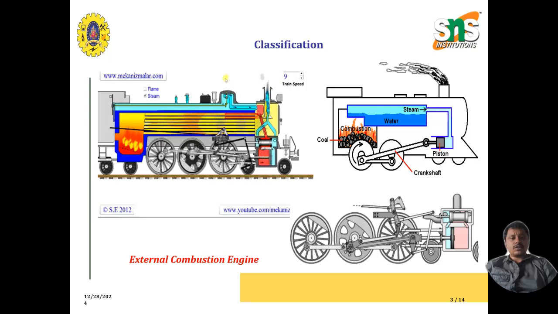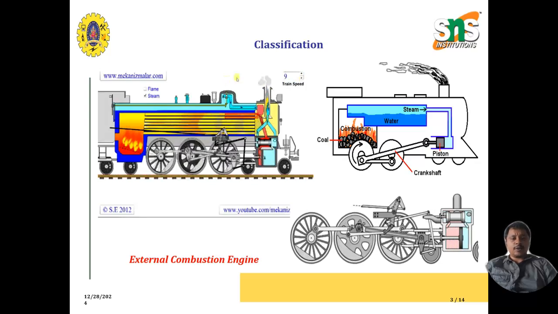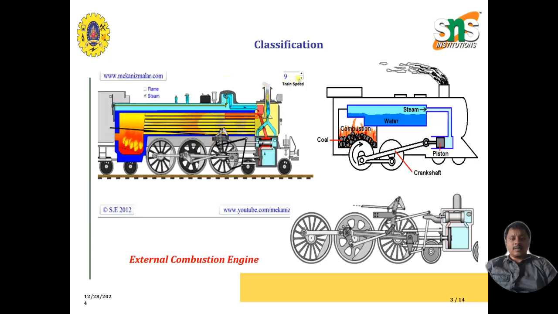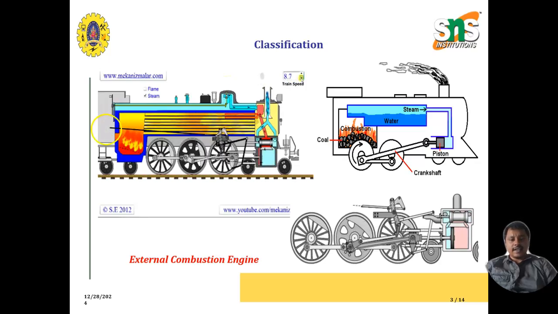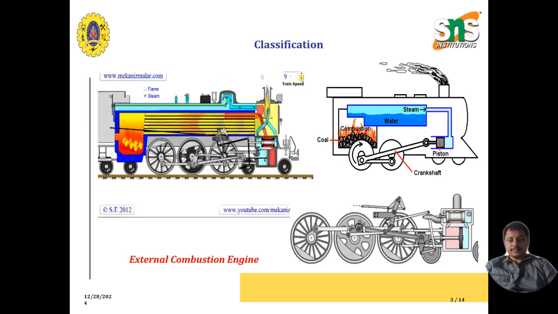Later, the steam is used to operate the piston for forward and backward motion. There is a reciprocating motion by which the steam engine is operated. So here it is a very good example of the external combustion engine.